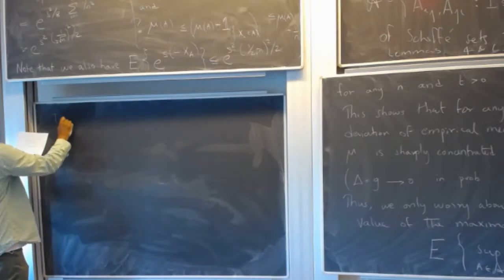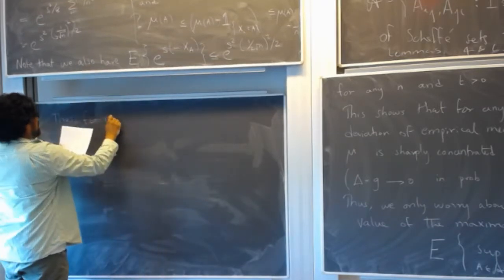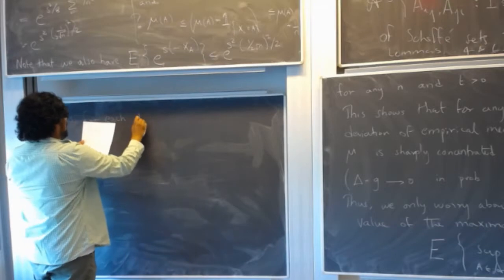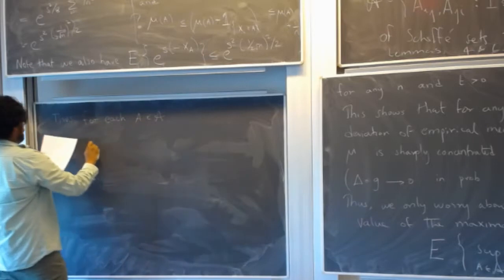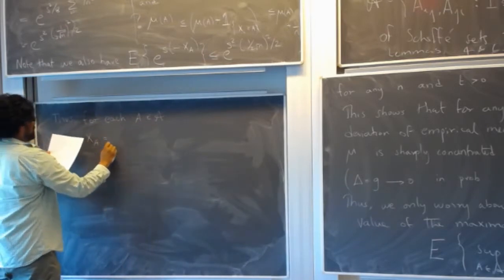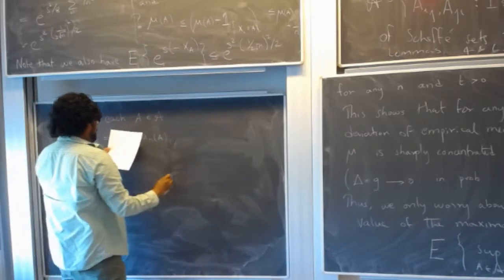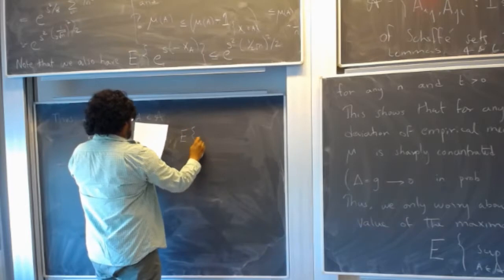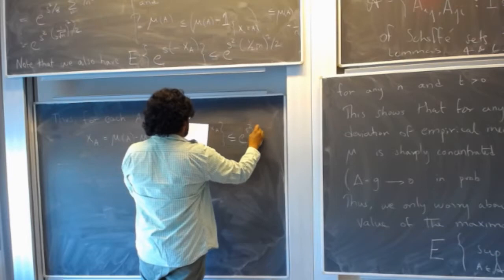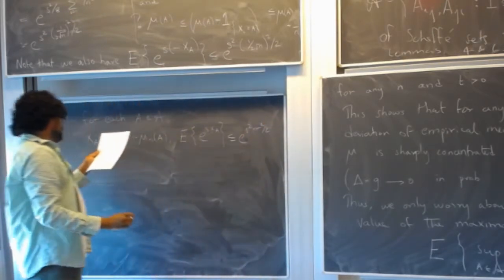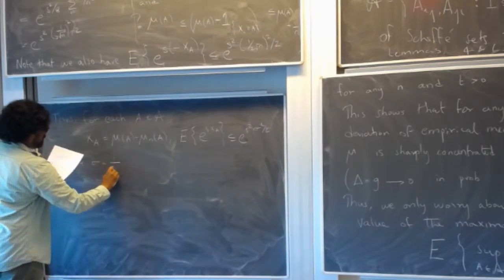So all of this gives us, thus, for each a in script A, x of a, which is defined as mu of a minus mu n of a, the expectation of e to the s x of a is less than or equal to e to the s squared sigma squared over 2, where sigma is 1 over 2 square root of n.